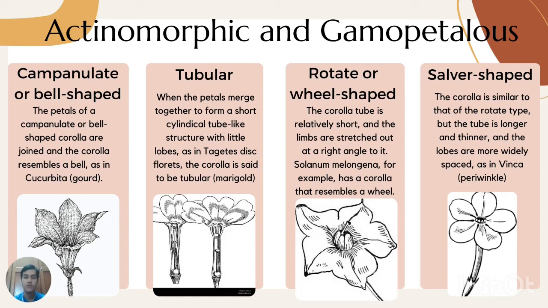And the last one is salver shape. The corolla is similar to that of the rotate type, but the tube is longer and thinner, and the lobes are more widely spaced, as in vinca or periwinkle.